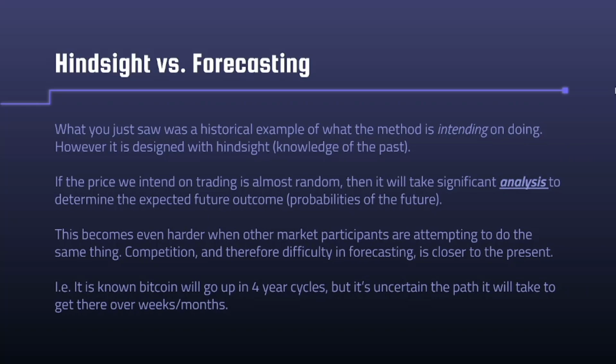So what you just saw was a historical example of what the method is intending on doing. However, it is designed with hindsight, so knowledge of the past. If the price we intend on trading is almost random, then it will take significant analysis to determine the expected future outcome, which is the probabilities of the future moves. This becomes even harder when other market participants are attempting to do the same thing. Competition, and therefore difficulty in forecasting, is closer to the present. For example, it is known that Bitcoin will go up in 4-year cycles, for sure. We'll be exploring that in the stock to flow model, but it's uncertain the path it will take to get there over the course of weeks and months.